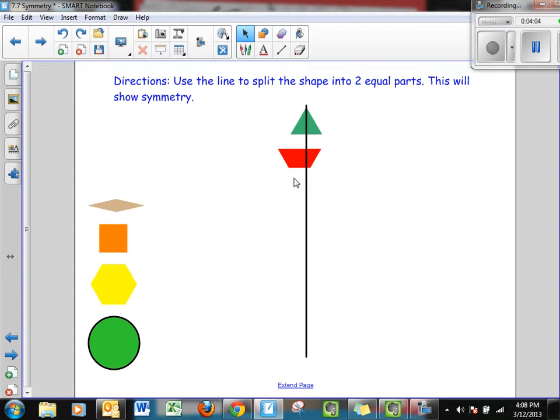I want you to think in your head, is this a line of symmetry? If you answered no, you're correct, because it should be right in the middle. And if you're thinking in your head, look, it's a sailboat. You're right, it is a sailboat.